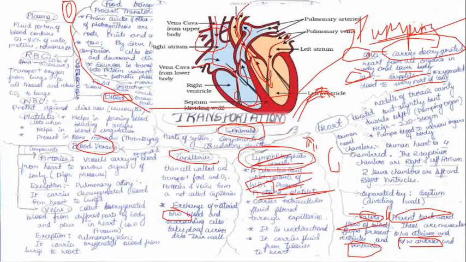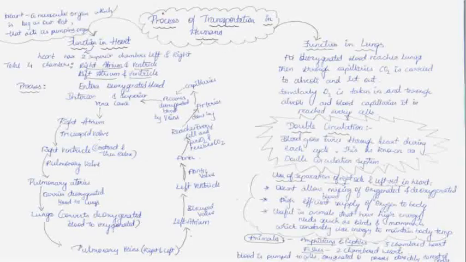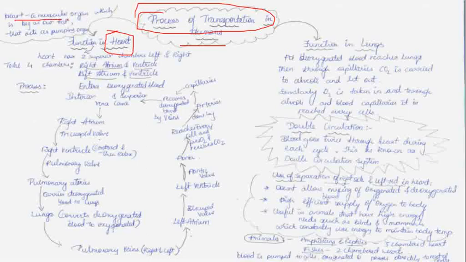So let's study the process of the transportation system in humans. I have made another mind map of the process of the transportation system in humans. Don't worry, you can download this mind map also. I have provided the link in the description. Don't forget to download this mind map. As we know, the heart is a muscular organ as big as our fist, and it acts as a pumping organ, right? We studied that.